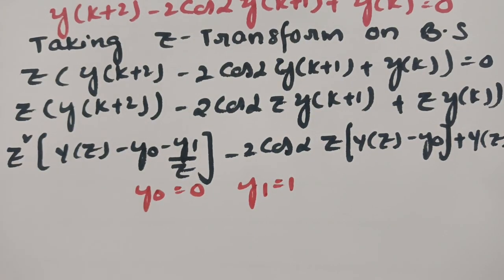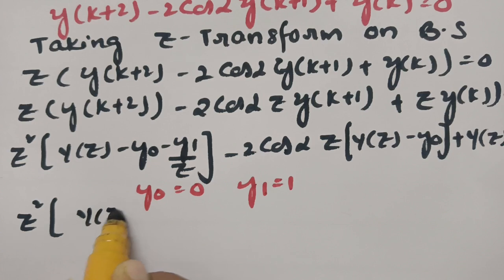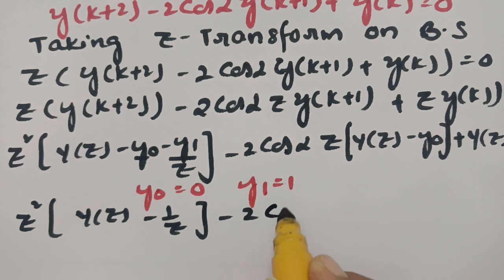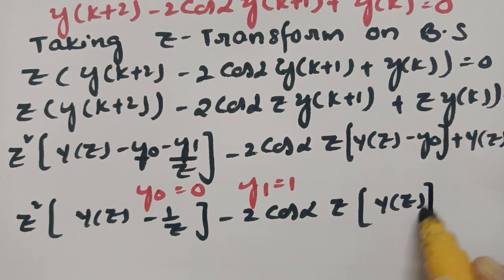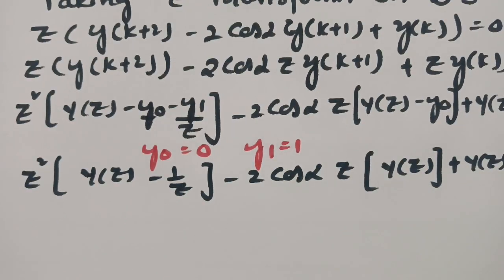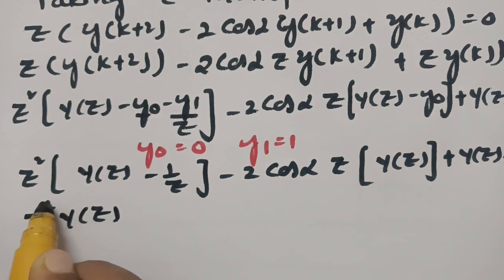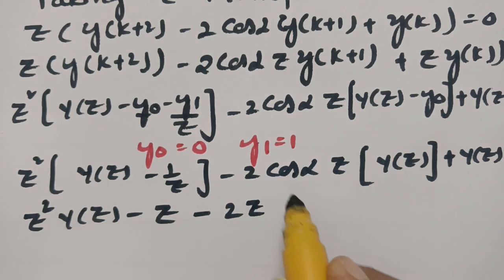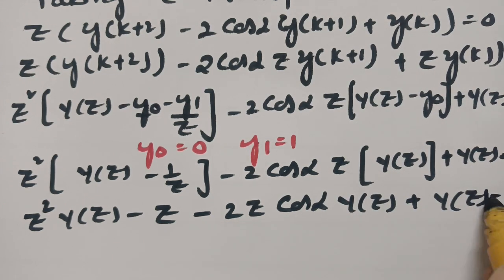And now if I substitute the values, this will become z square times of Y of z, y naught is 0, and this is 1 by z, minus 2 cos alpha into z times of Y of z, y naught is equal to 0, and next one, this is Y of z is equal to 0. And if I multiply, this will be z square into Y of z minus z square by z. So this value is z minus 2z cos alpha into Y of z, and this value is Y of z is equal to 0.